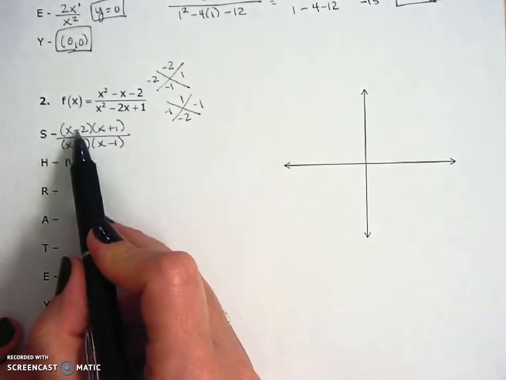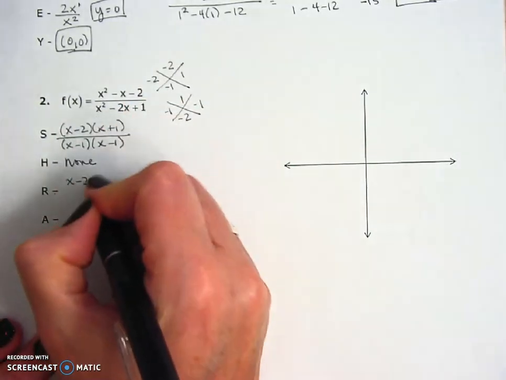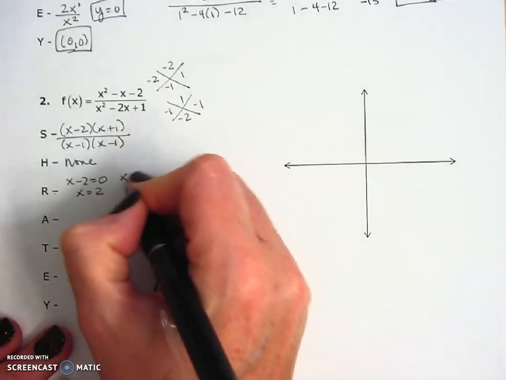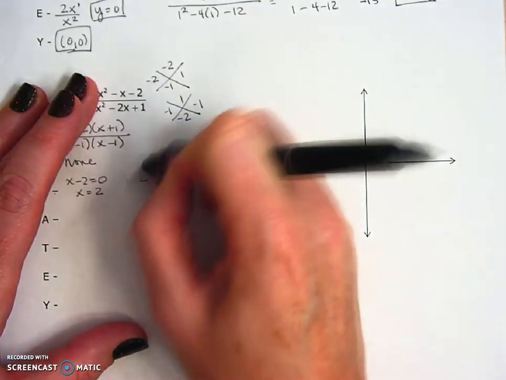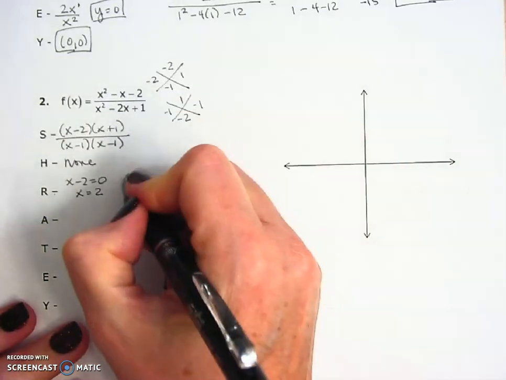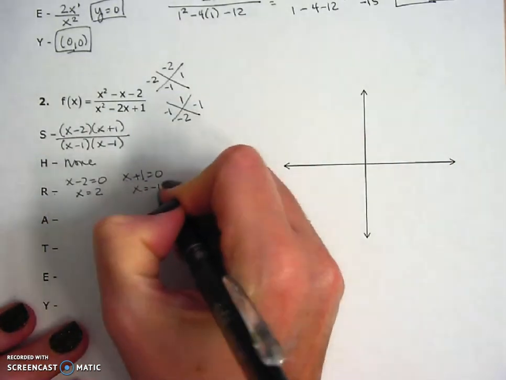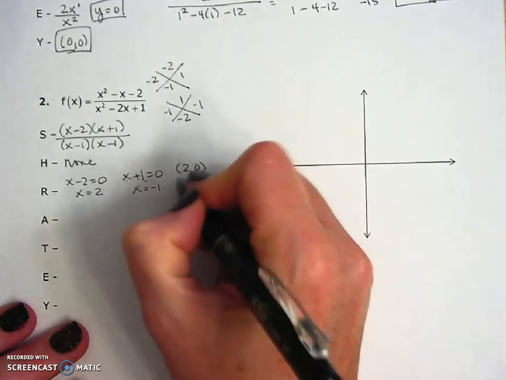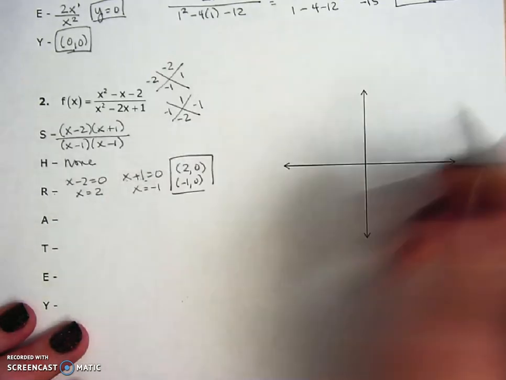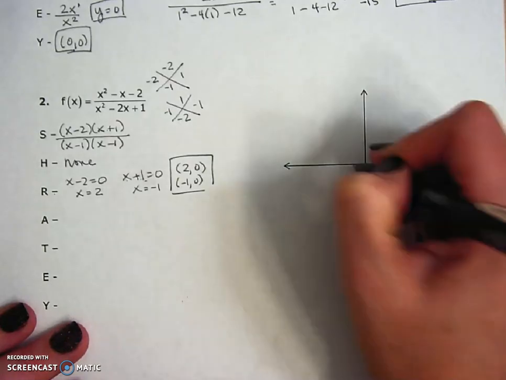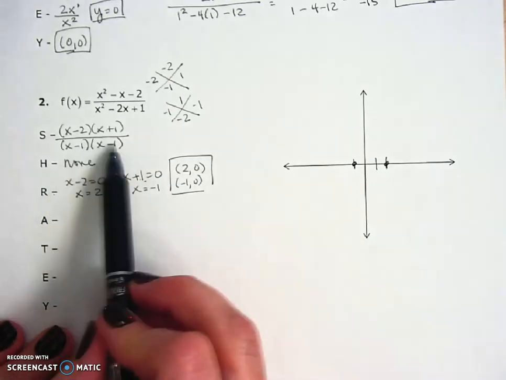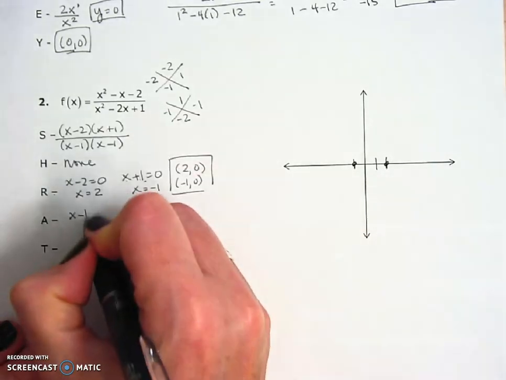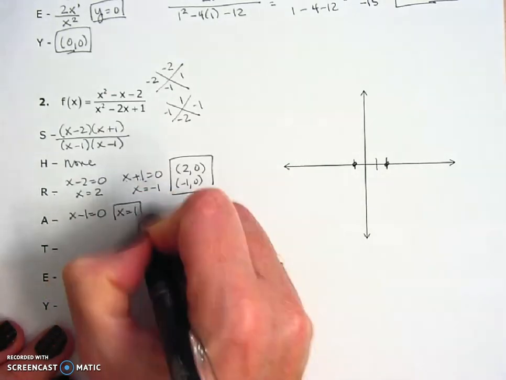For the roots, I set the individual factors equal to 0 and solve them. So the factors from the numerator. Write them as ordered pairs and graph them. Then my asymptotes, they both happen to be the same thing, so I only need to solve it one time. And graph it.